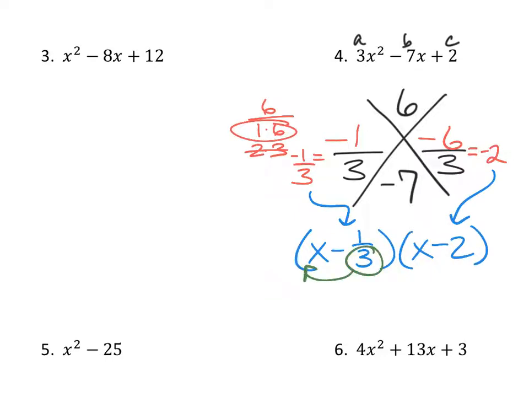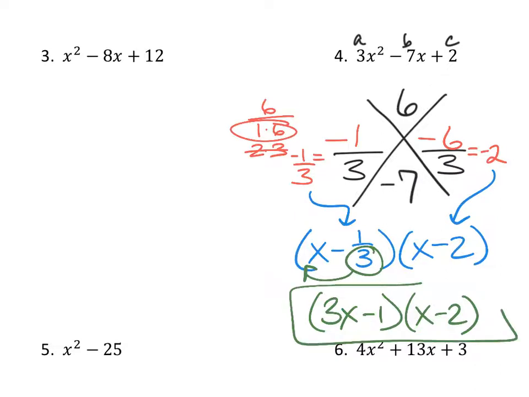Again, we're going to take that denominator and we're going to swing it forward. This is going to be 3x minus 1 and x minus 2. Now that is the factored form of this polynomial. That is the only two things that I can multiply together to end up back with what we started with in number 4. We're just doing a form of division called multiplication.